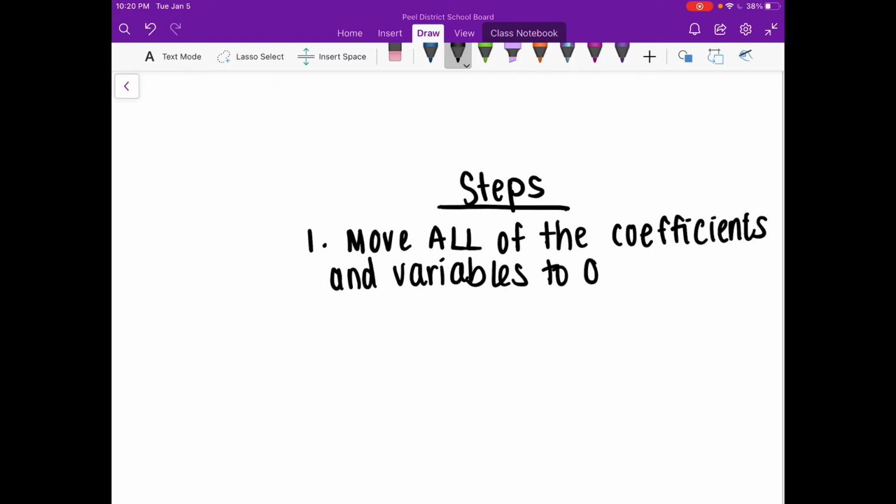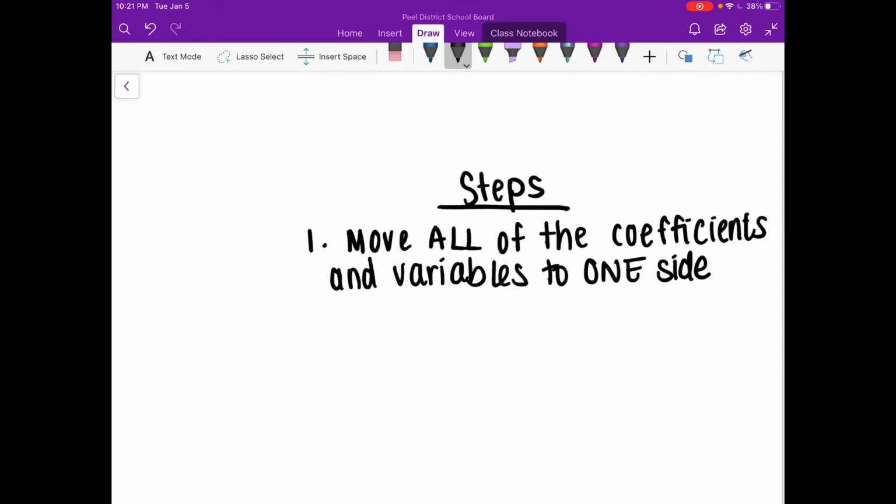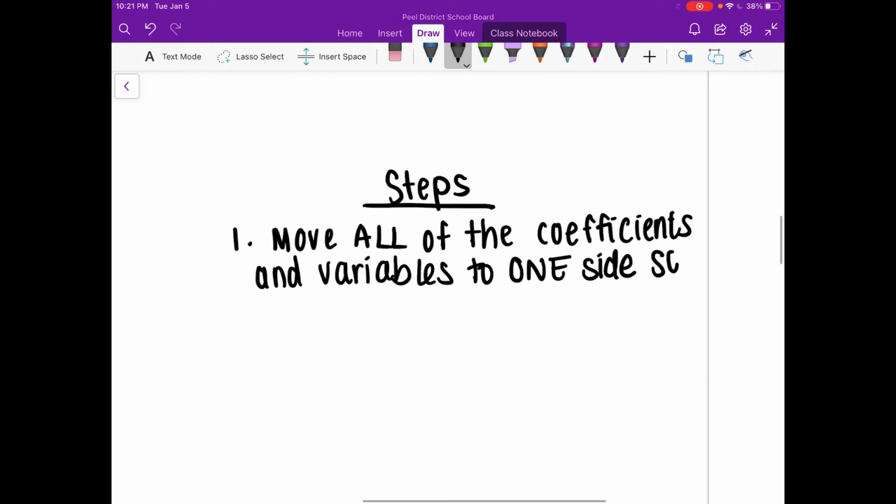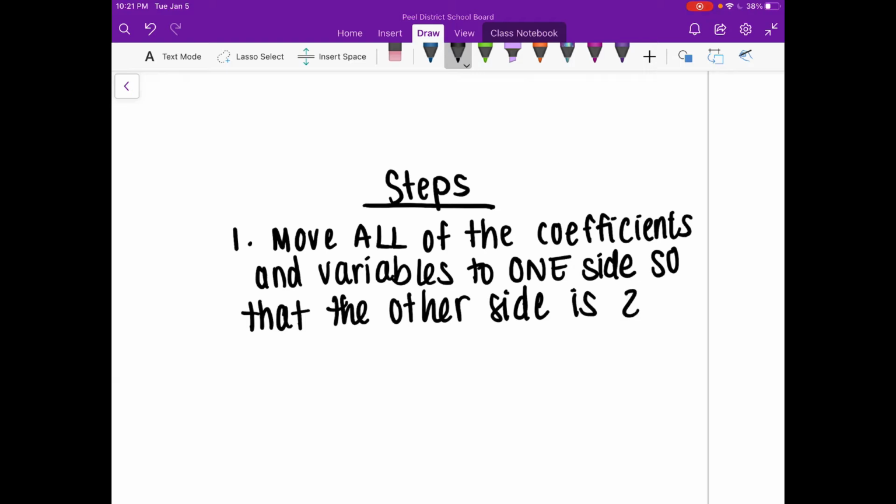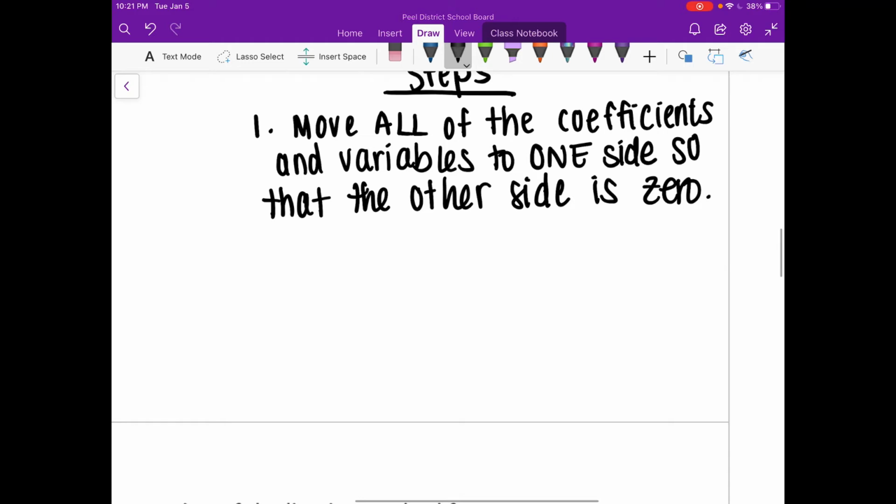to one side, so that the other side is 0. Right, so move everything to one side so that the other side is 0.